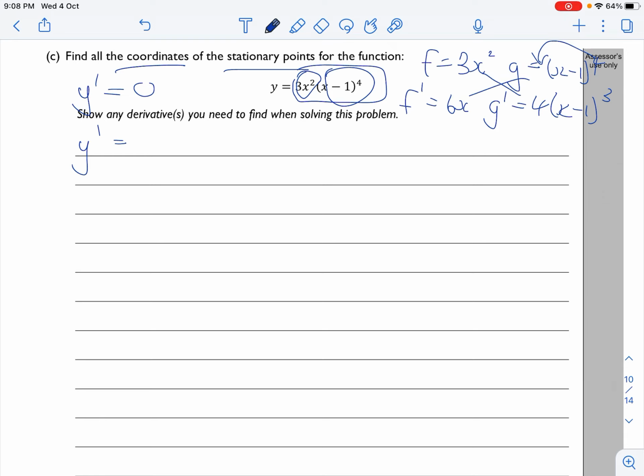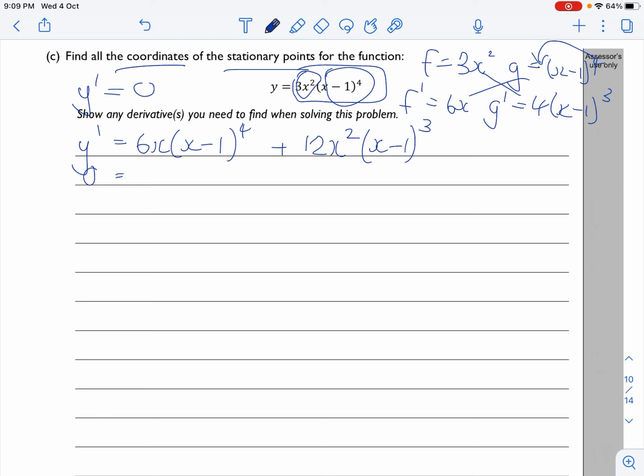6x, g times f dash, so 6x times x minus 1 to the power of 4 plus 3x squared times 4, which is 12x squared, x minus 1 to the power of 3. Okay, I'm going to put that equal to 0.